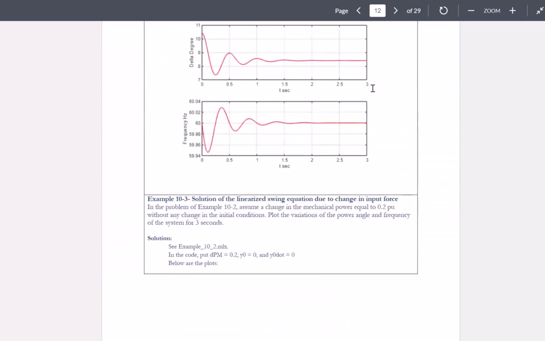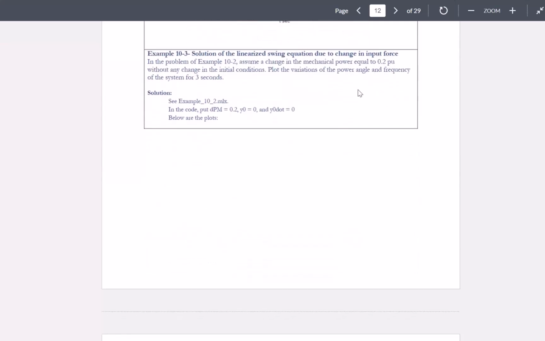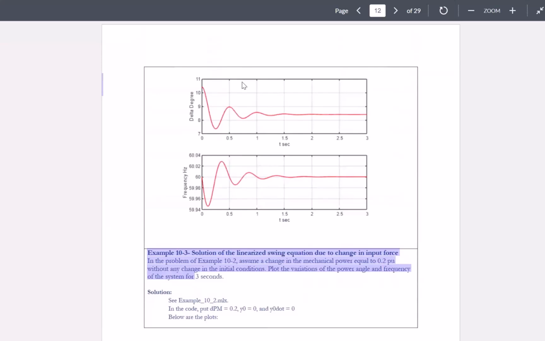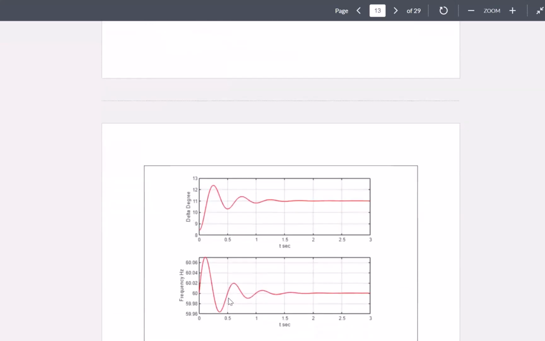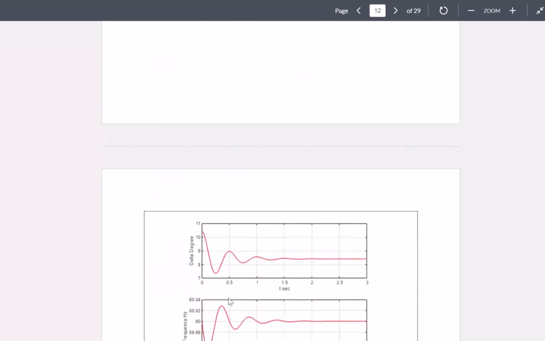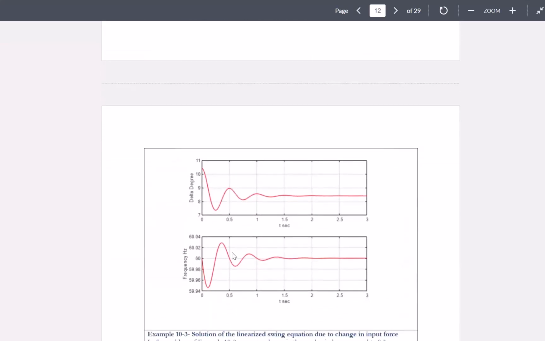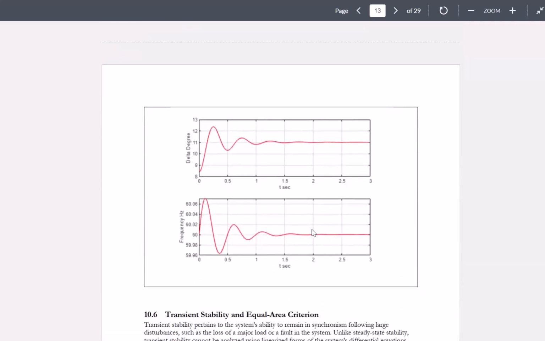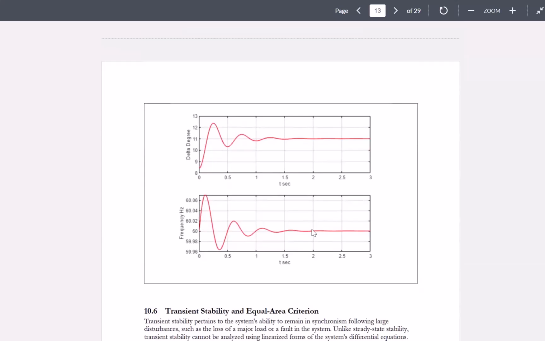But due to the external force, we did another example in here. And all of these solutions have also been uploaded in Canvas under these MATLAB scripts. So in both cases, when the system is stable, you can see that the frequency goes back to 60 hertz under a small signal stability study.